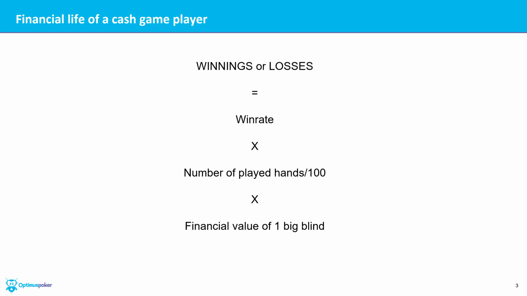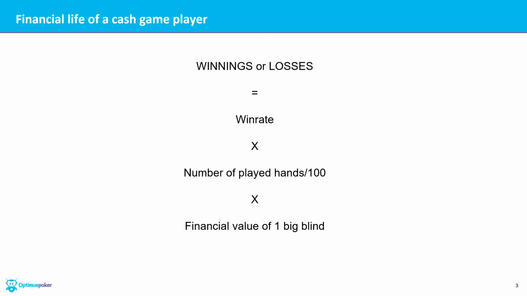This is how winnings and losses are calculated. And regarding the win rate, the one that matters is the EVBB win rate, the win rate that you truly deserve. If you're experiencing a downswing or an upswing, it doesn't really represent the financial win or loss that you deserve. So you should take the EVBB win rate for this calculation. So this is the theory.